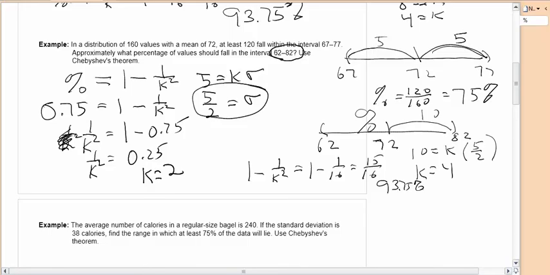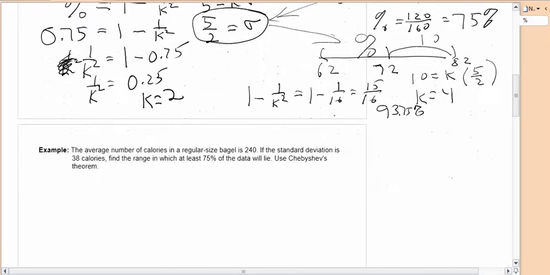But there you go. I used one piece of information to find the standard deviation, which then I was able to work with in the second part of the problem to figure out what k was going to equal, because I didn't have the standard deviation. Moving on.